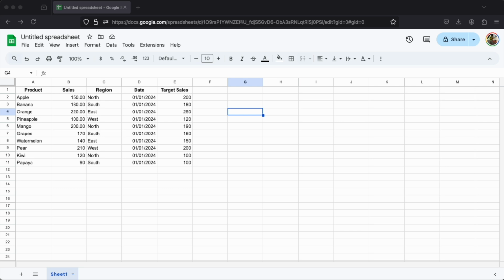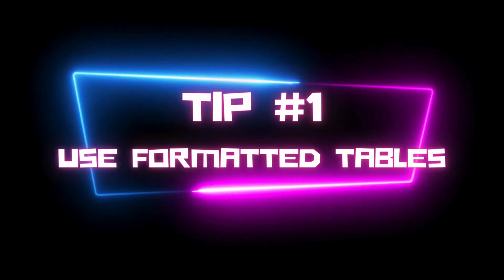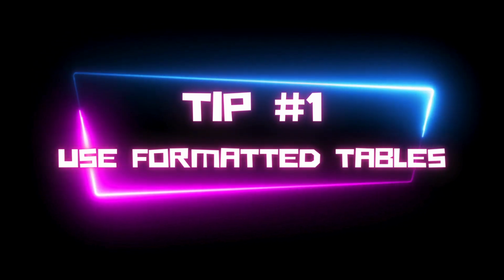In today's video, I'll share 5 quick tips that'll help you format your Google Sheets like a pro. Whether you're working on a project, budget, or team data, these tips will make your spreadsheets cleaner, more efficient, and easier to read. Let's get started. Tip number 1, use conditional formatting to automatically highlight important data.